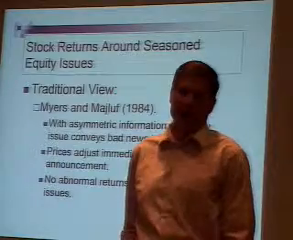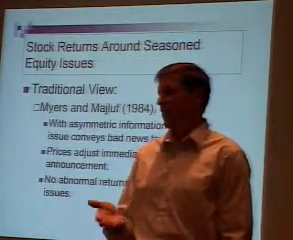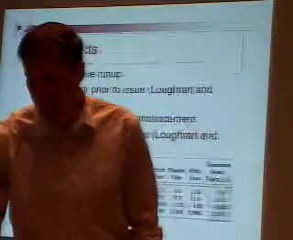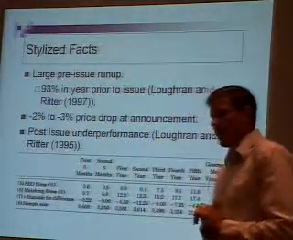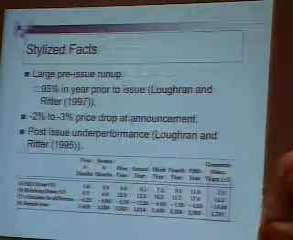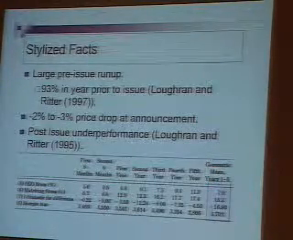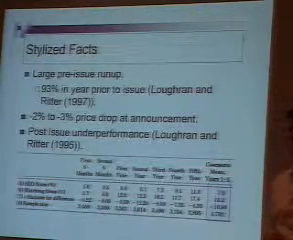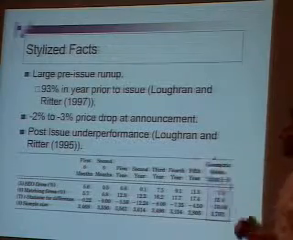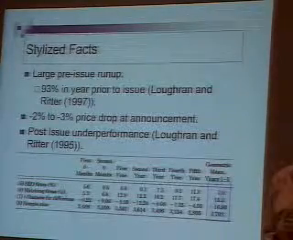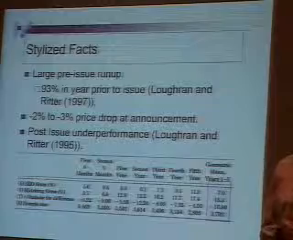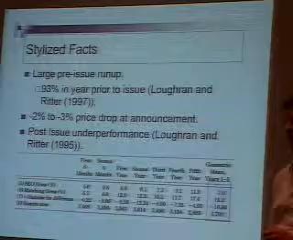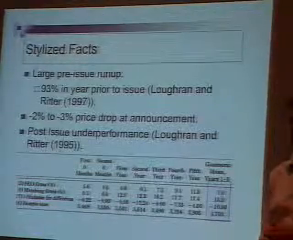More importantly, if the market's efficient, that price adjustment is permanent, and there's no future abnormal returns following the issue. Well, then we started looking at the stylized facts, right? Loughran and Ritter and various others. And what are the stylized facts? Well, first of all, there's a large run-up prior to the issue. And Loughran and Ritter document a 93% stock price run-up in the year prior to issues for SEOs, right? Then there's a 2 to 3% price drop at the announcement. This is the well-known announcement effect.